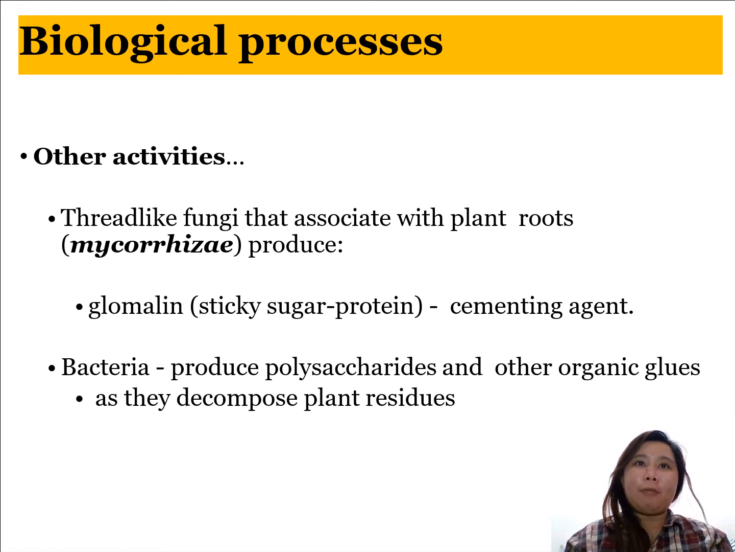The thread-like fungi that associate with plant roots, so what we call the mycorrhizae, can also produce glomalin. Glomalin is a sticky sugar protein which can act as a cementing agent. Another is that bacteria could produce polysaccharides and other organic glues as they decompose plant residues.